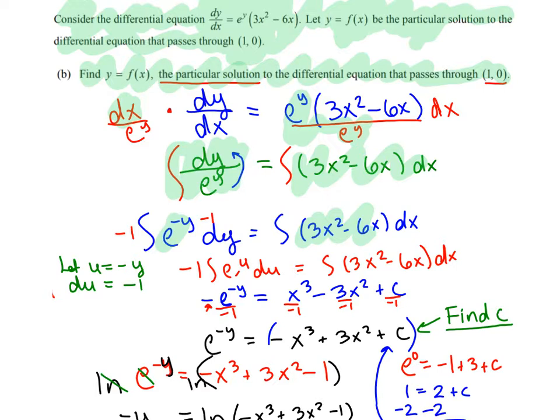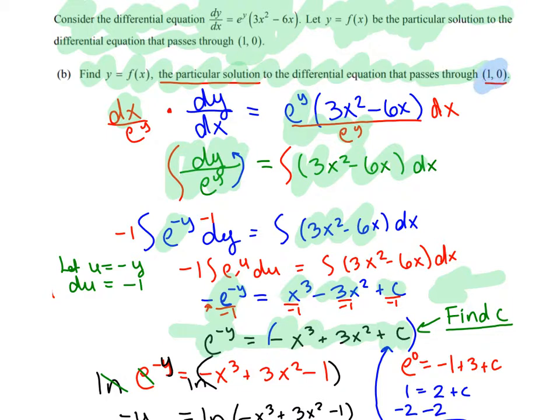So integrate both sides. You're going to end up with negative e to the negative y equaling x cubed minus 3x plus c. We want to get y by itself. Or actually, at that point I would have probably plugged in to get c. I guess it makes it easier to have it e to the negative y first. So that gets you right here. You didn't have to do this step. You could have found c right here if you wanted to. But it doesn't matter.